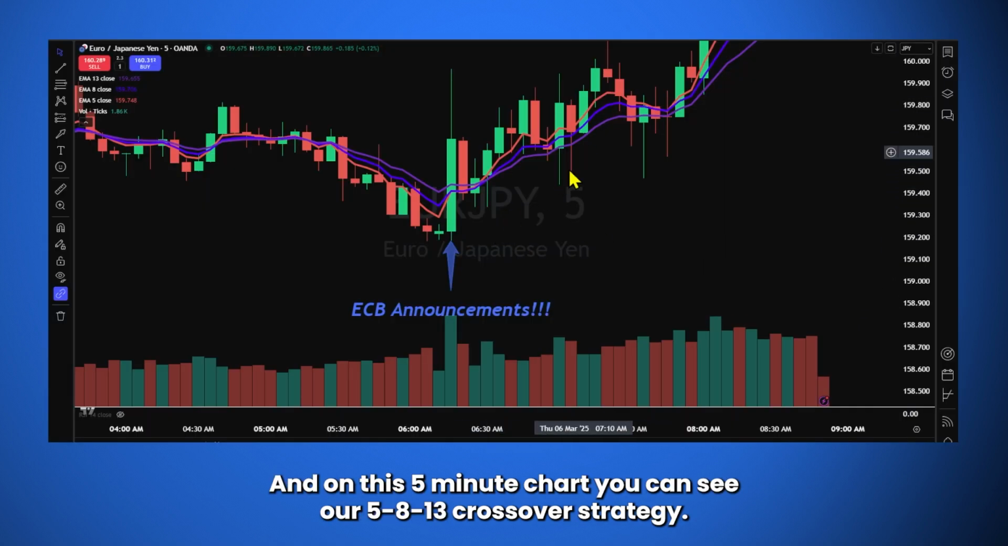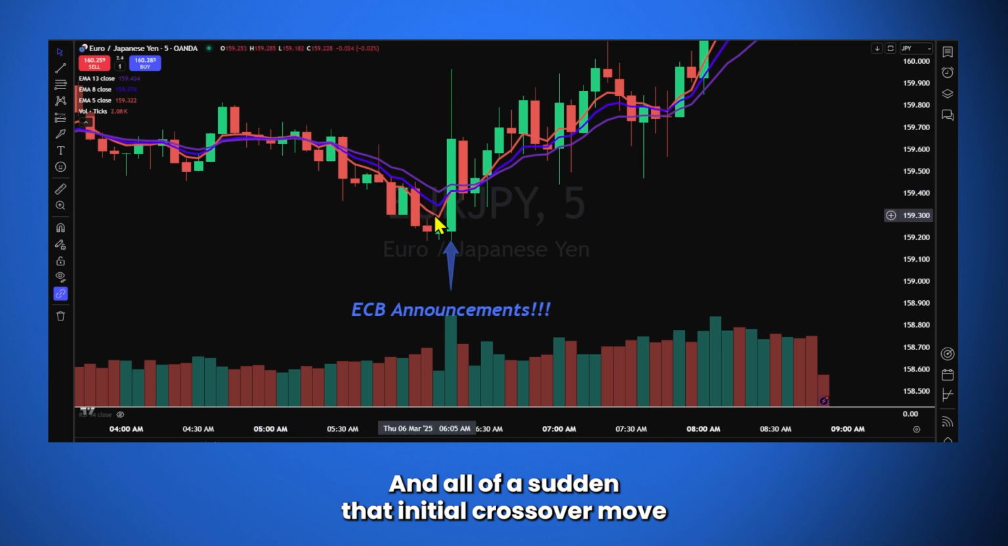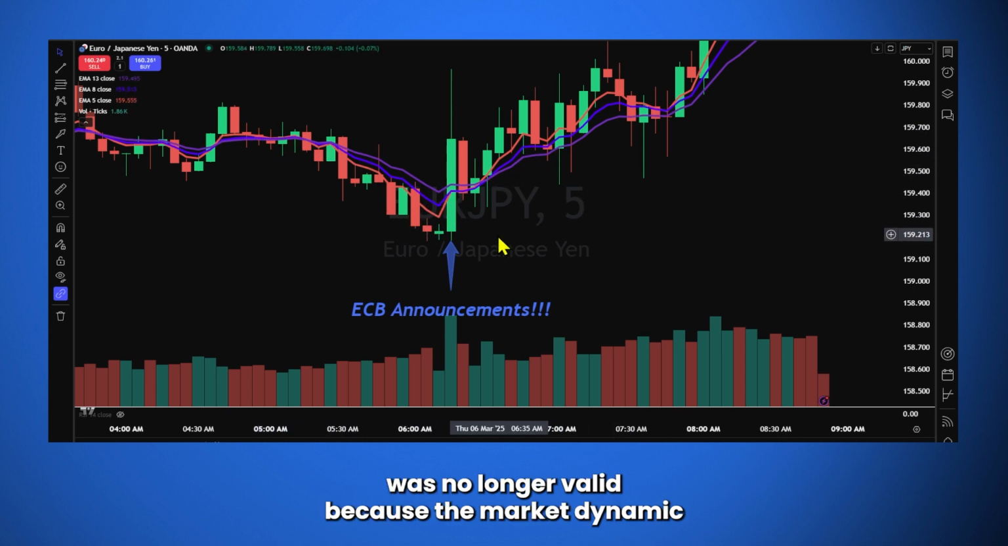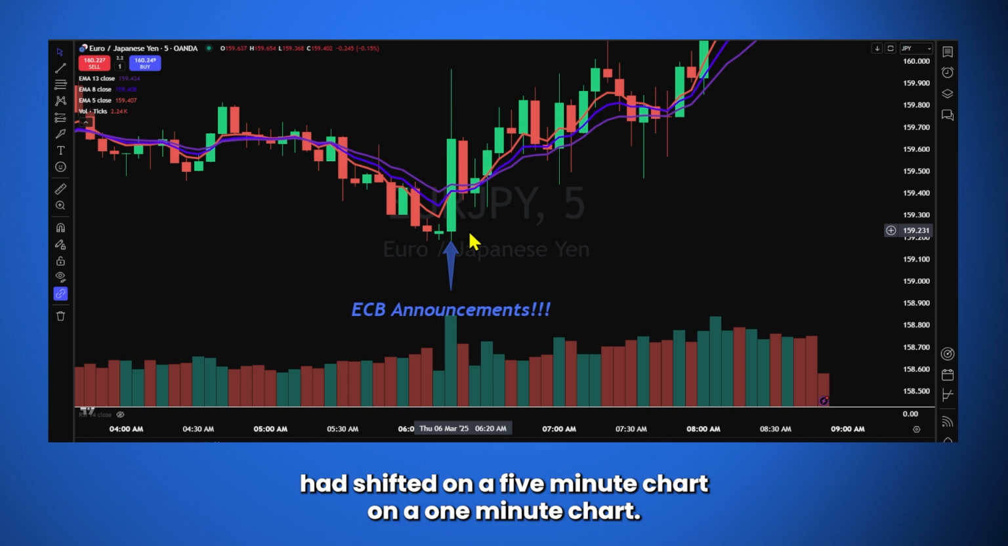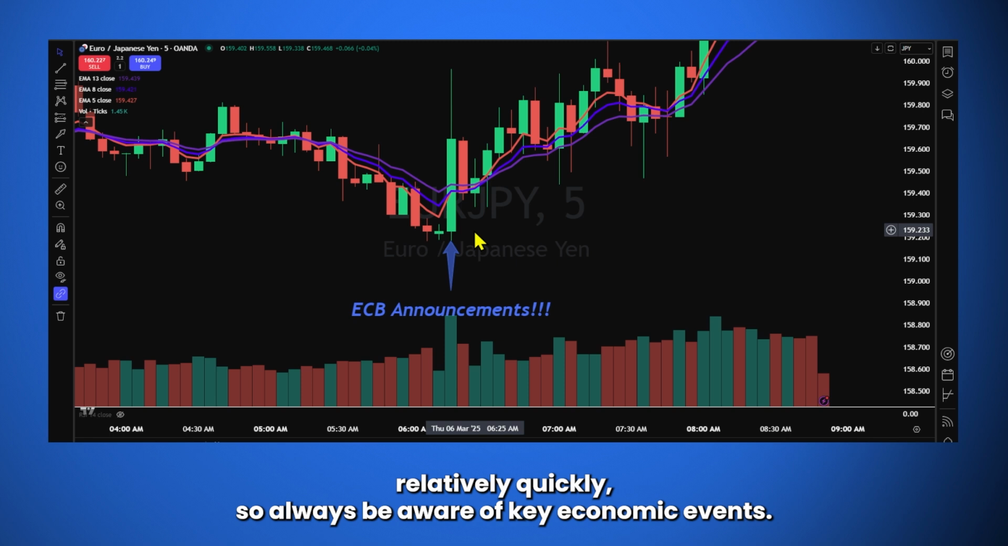And on this 5-minute chart, you can see our 58 13 crossover strategy. It forced an immediate reversal. The traded volumes flew in, and all of a sudden, that initial crossover move was no longer valid because the market dynamic had shifted. On a 5-minute chart, on a 1-minute chart, these things can happen relatively quickly. So always be aware of key economic events.